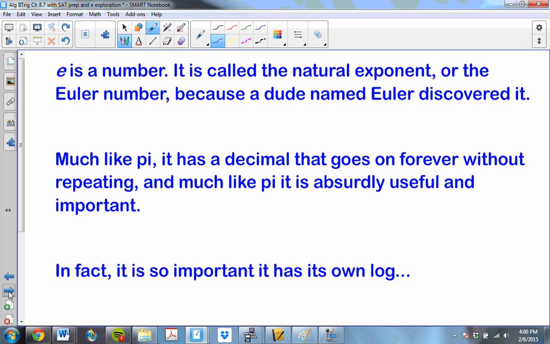E is a number, it's called the natural exponent. It's also called the Euler number. This name here is Euler. A dude named Euler discovered it in Switzerland. Much like the number pi, it has a decimal that goes on forever and ever without repeating, and much like pi, it is absurdly useful and important. In fact, the number E is so important, we gave it its own logarithm.